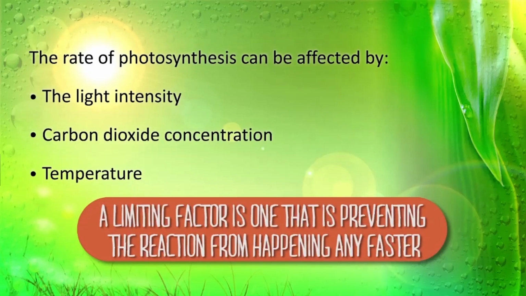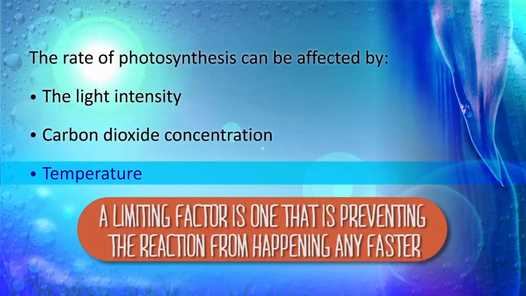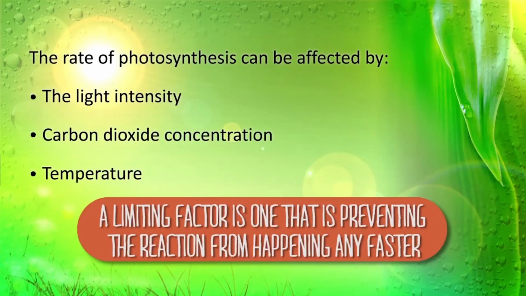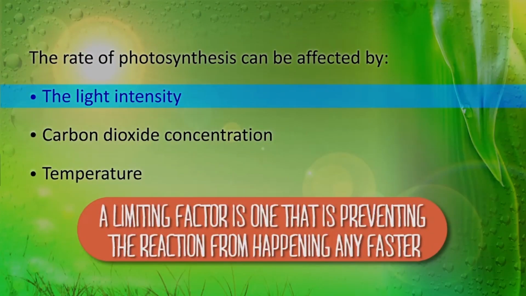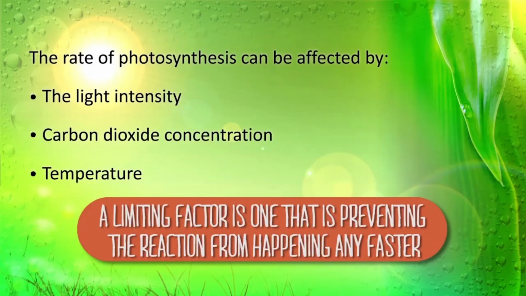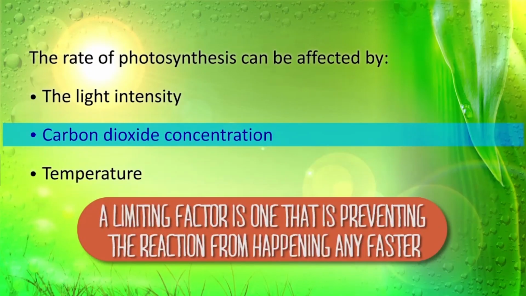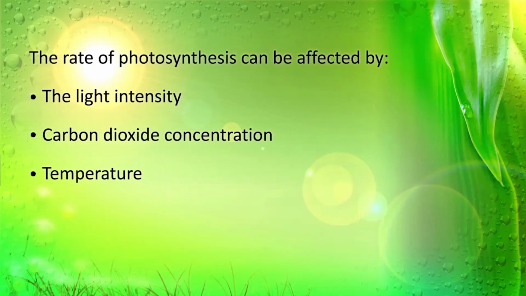For example, when it's winter, the temperature limits the rate of photosynthesis. At night, light is obviously the limiting factor. In warm and sunny conditions, the level of carbon dioxide is probably limiting the rate of photosynthesis. It's important that you can identify this from graphs, so let's take a look at each factor.